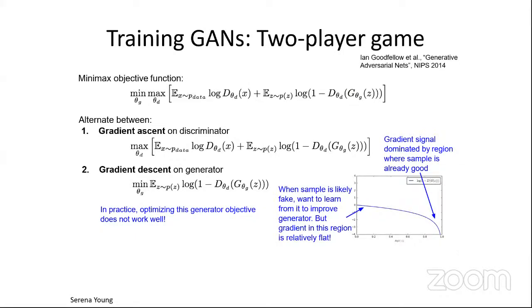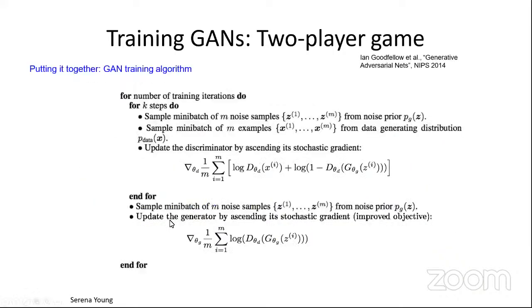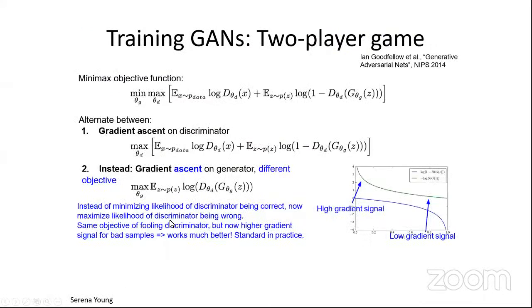To avoid that problem, a very simple trick is, instead of minimizing log of 1 minus D of G of z, we could simply maximize log of D of G of z. Same thing. Minimizing 1 minus x is equivalent to maximizing x. So now, instead of this, we could maximize this log of D of G of z. That means we could also use a gradient ascent on the generator.